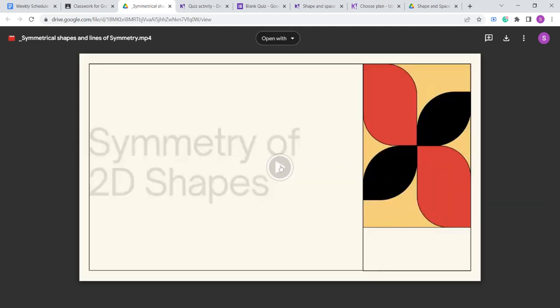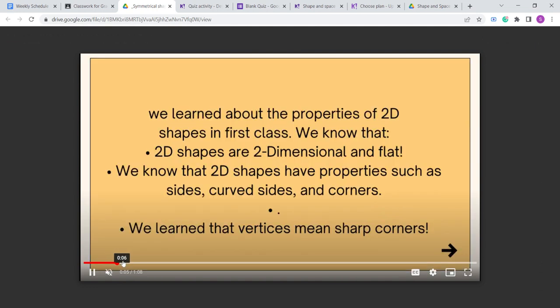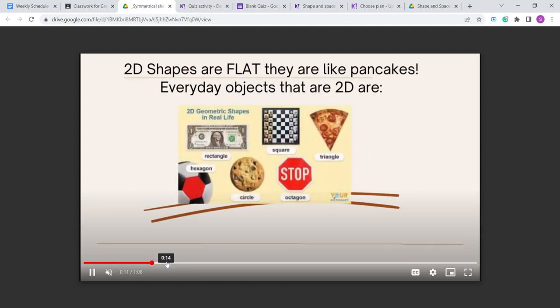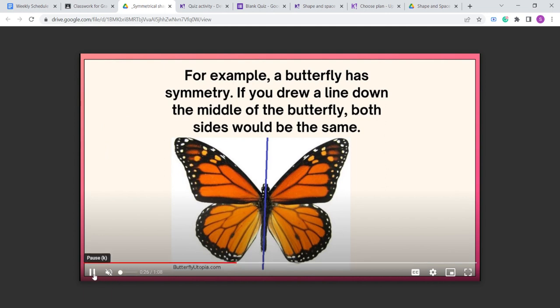And this is the small video for the symmetrical shapes. In this video I discussed what symmetry is, and what the 2D shapes are. And in this video I mostly added real life examples. So it is the best method for the students to learn. For example, I added the picture of a butterfly so that they can learn the symmetry.